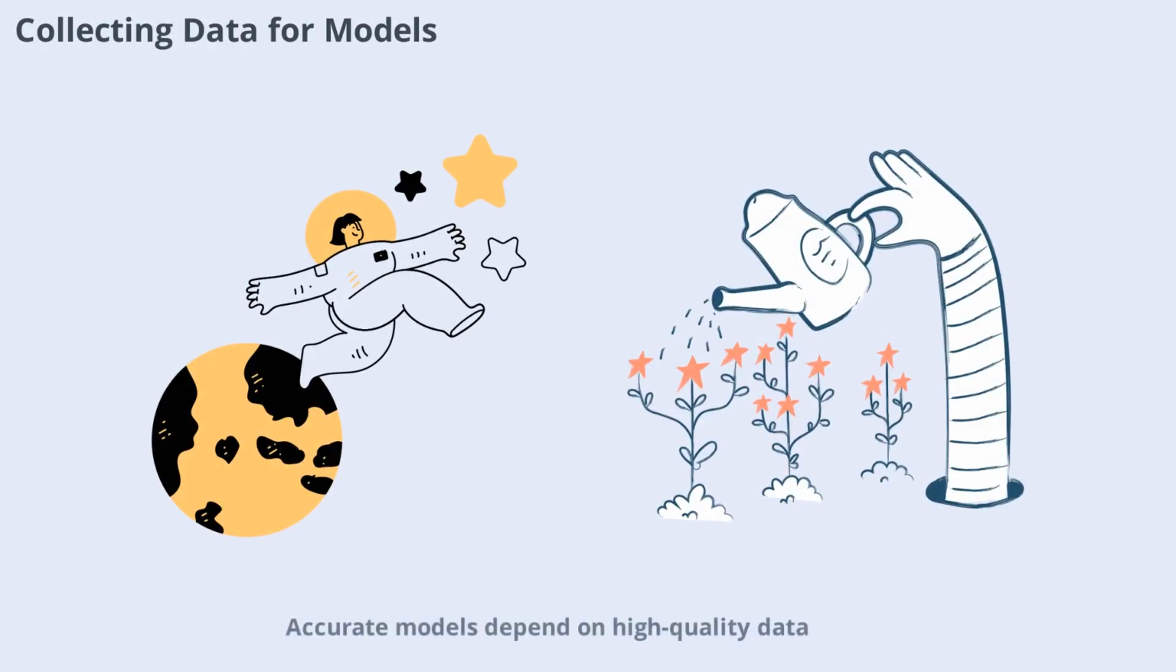Accurate models depend on high-quality data. Scientists collect data from experiments, field studies, and literature to inform their models. This data might include measurements of gene expression, population sizes, or environmental conditions. The more reliable the data, the better the model can represent reality. Sometimes models also help identify gaps in our knowledge, guiding future research and data collection efforts.